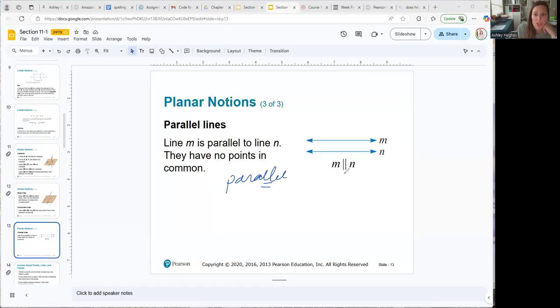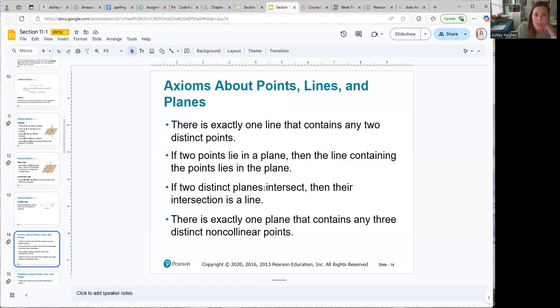And this is the notation for parallel. M is parallel to N. It means they have no points in common. They do not cross. There is exactly 1 line that contains any 2 distinct points. I've already talked about that. If 2 points are in a plane, then the line containing the 2 points lies in that plane.